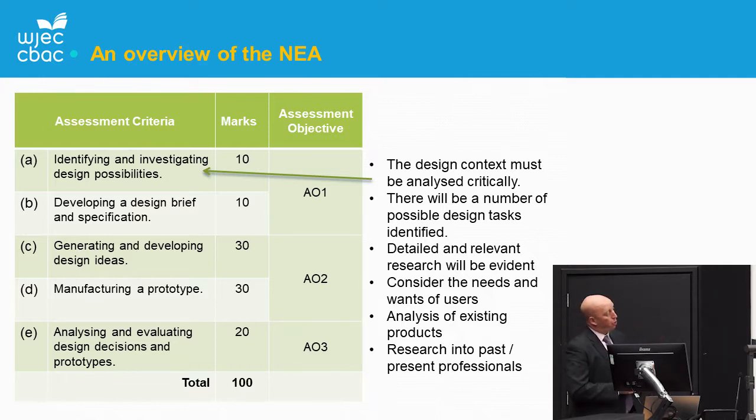The manufacturing of a prototype then, as we said earlier, we do still want high quality, fully functioning products, but that is only worth 30 marks, okay? So when you consider GCSE D&T now, and this NEA, which is worth half of the GCSE, manufacturing a prototype is really only worth 15% of a GCSE then, okay?